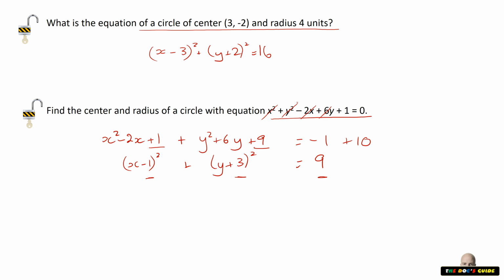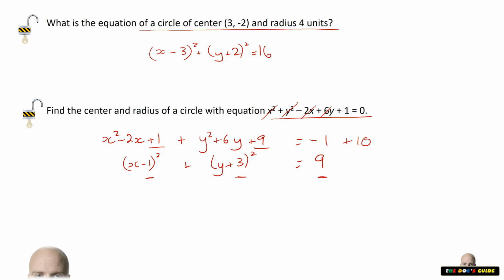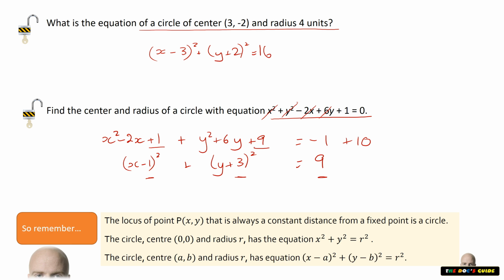So we just need to remember what we have known for quite a while, which is that if we have a point which is always a constant distance from a fixed point, we're talking about the locus of that point being a circle. A circle centre at 0, 0 and radius r has this equation, and a circle centre at A, B and radius r has this equation.